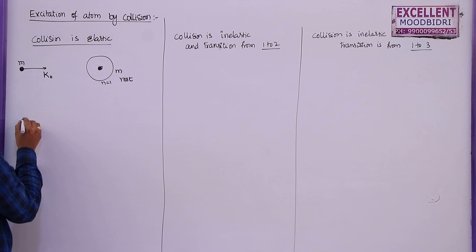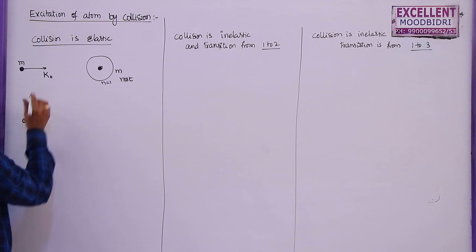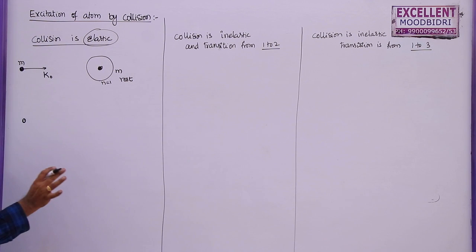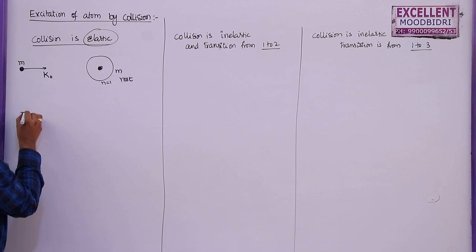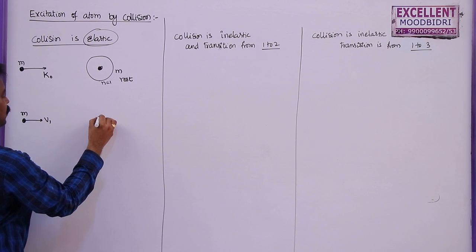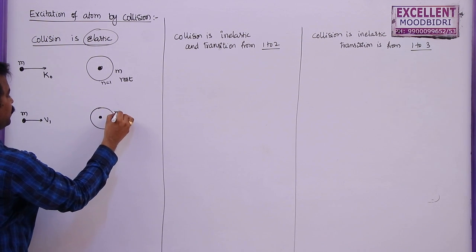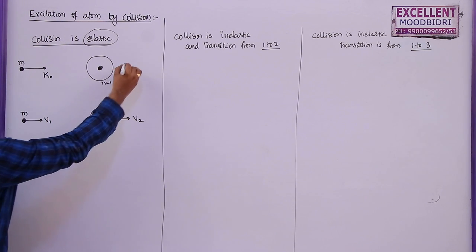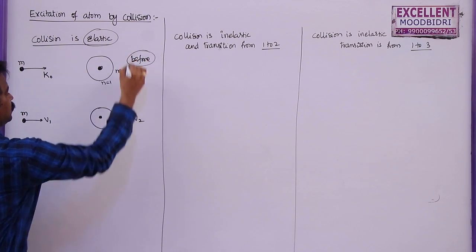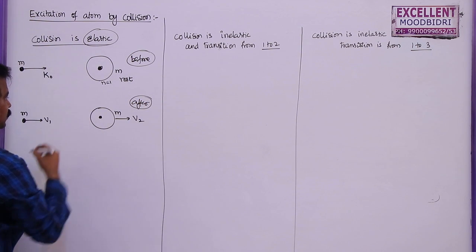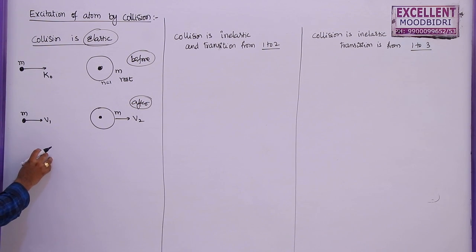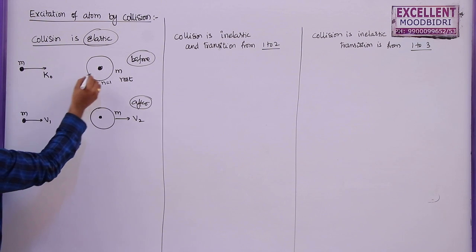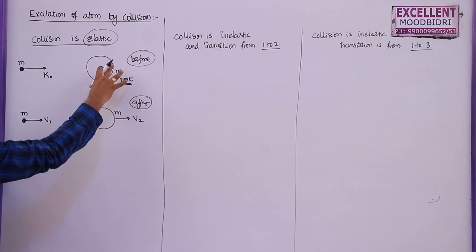Now before collision, this is the situation. After collision, what will be the situation? As it is an elastic collision, there is no change in kinetic energy. Mass of this one, velocity let us say v1, and this one's mass is also m, and let us say its velocity is v2. First let me apply the law of conservation of linear momentum, before collision and after collision. The linear momentum before collision must be equal to the linear momentum after collision. Here it is initially at rest, so the momentum will be 0.